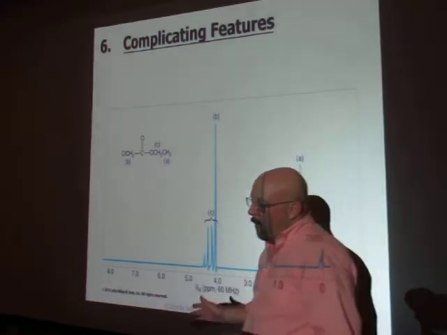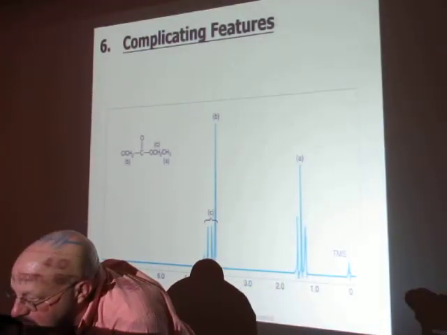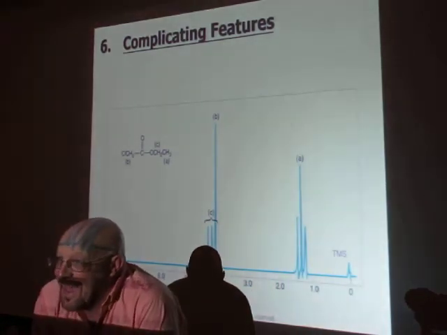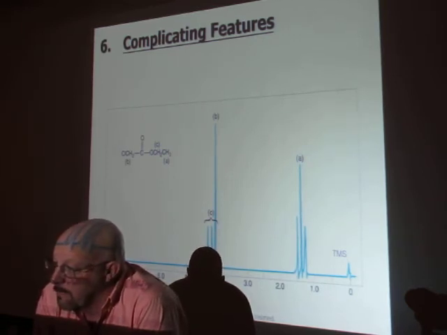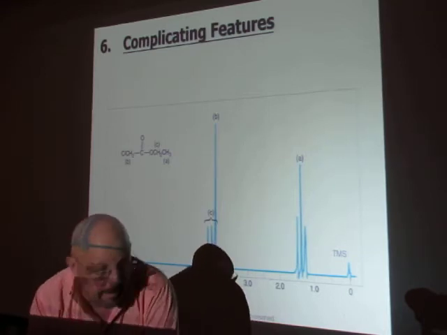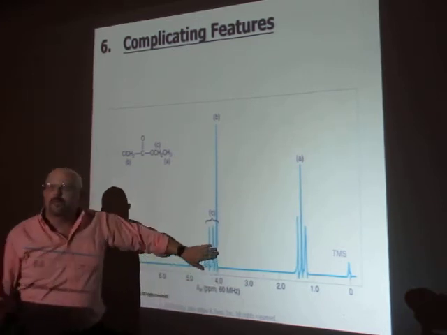Now, I want to point out a couple of problems here, some complicating features. We occasionally have peaks that overlap with one another. That's just by pure accident. They occasionally come on top of each other. Nothing we can do about it. Here are some peaks that are coming on top of each other.